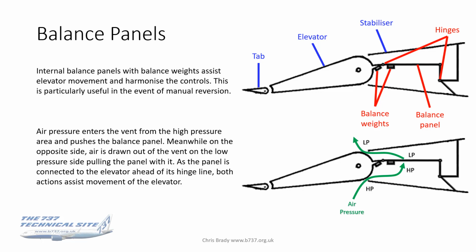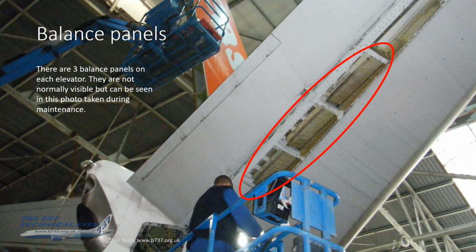You've seen those diagrams before with ailerons, but let me actually show you what you're looking at in real life, because it's only on the elevators that I've been able to see these things. And there they are. I've circled them in red. These are your 3 balance panels on each side. They're not normally visible, but I managed to grab this photograph taken during heavy maintenance of one of our 737s, and you can see the panels there.